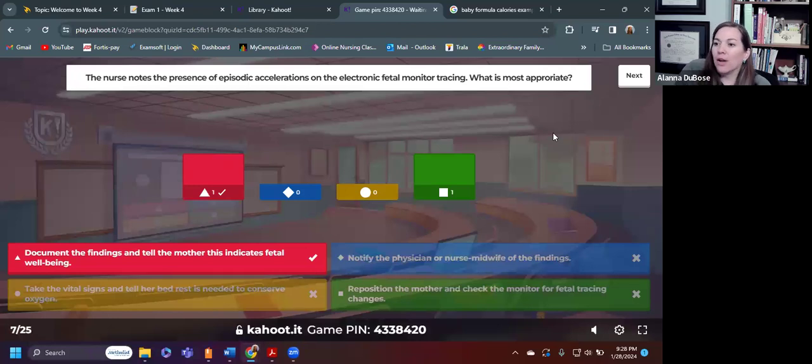Okay. So episodic accelerations, that just means we're seeing episodes of accelerations in the tracing, and that is a good thing. Accelerations are always good. It's decelerations that would be concerning. So that's why red is the answer here, to just document the findings and tell her that that is a good sign. It indicates fetal well-being. Okay, any questions on that?